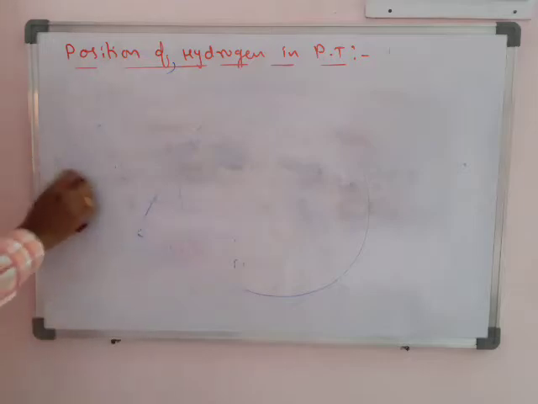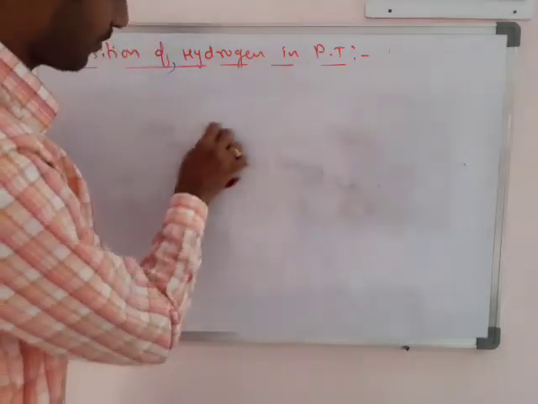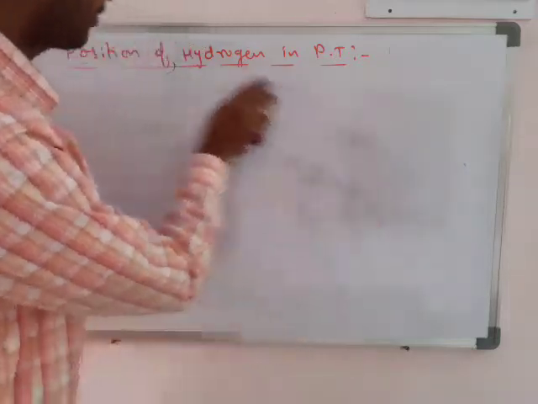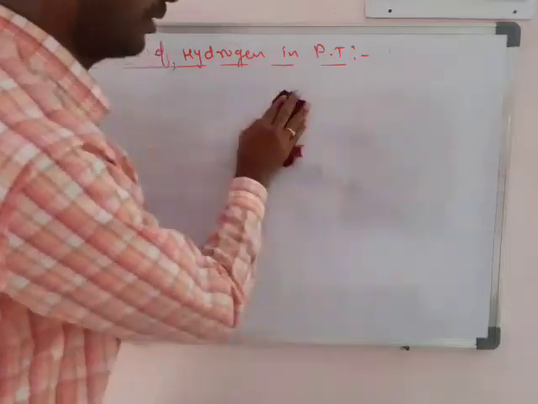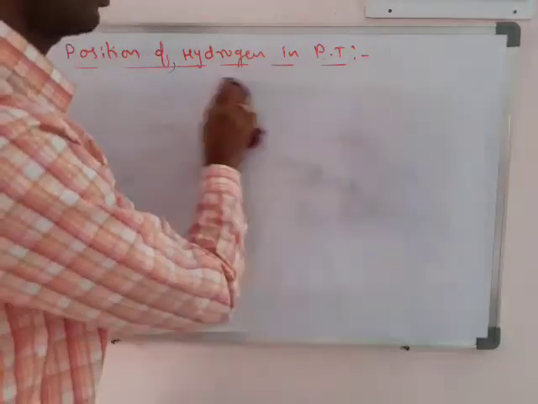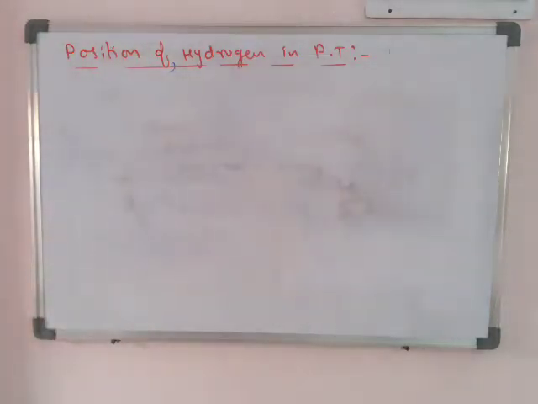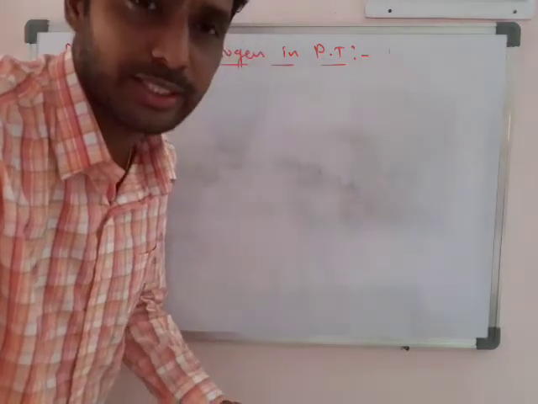So first we write these points. The position of hydrogen. Why are we discussing the position of hydrogen separately? In the extended long form of the periodic table, we know the drawback is the position of hydrogen is not correct. Why is it not correct?